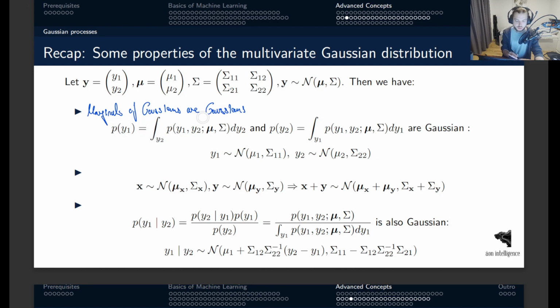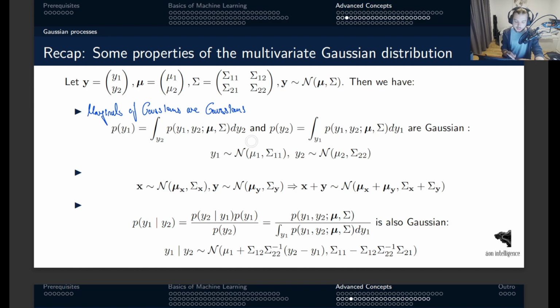So just to remind you what the marginal is, we want to find the density of that single entry y1, the first entry of our random vector y. And to find this, we take the integral over all possible values y2 could take of the joint density of y1 and y2 parameterized by mu and sigma. And this density will be a univariate Gaussian density again. And it will be parameterized by mu1, the first entry of our expectation, and the variance of y1, which is the first diagonal entry of sigma.